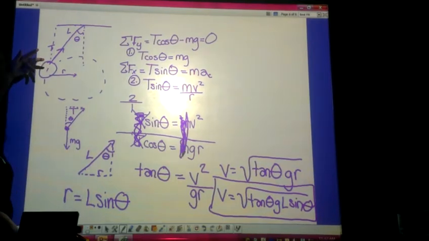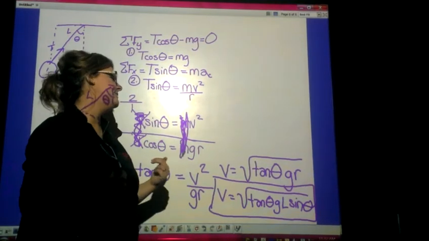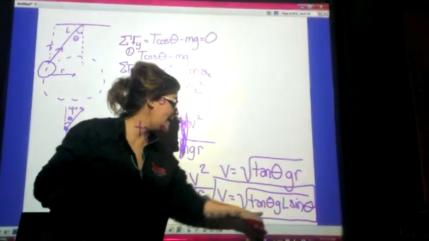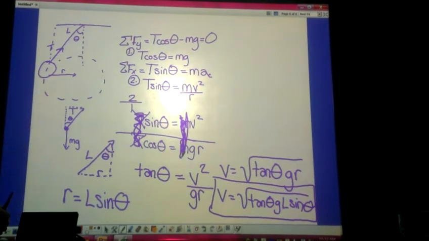So it is independent of mass. Hopefully we're seeing that a lot of these things are independent of mass, because we saw some examples of that in chapter 5. But it is dependent, or can be dependent, on the length of the string, okay? And it definitely depends on theta. So conical pendulum definitely depends on theta, and it can absolutely depend on the length of the string.